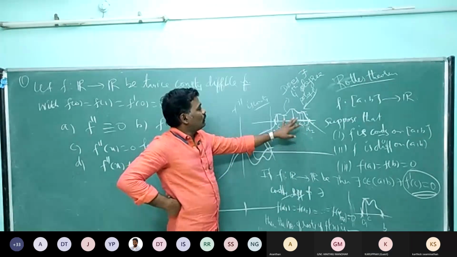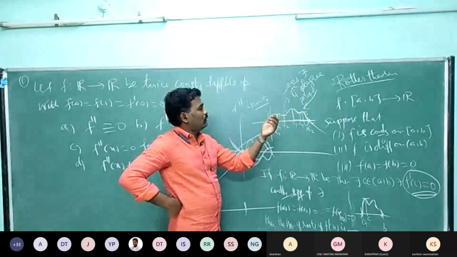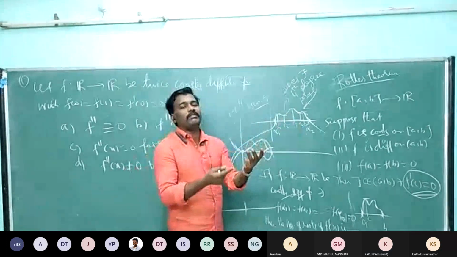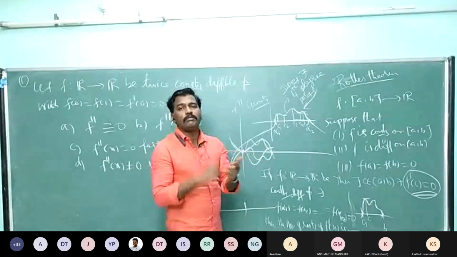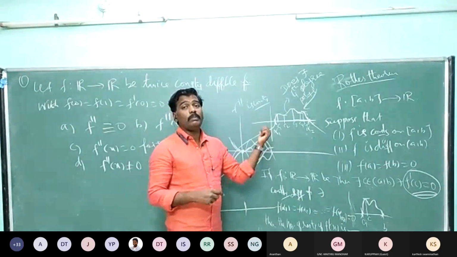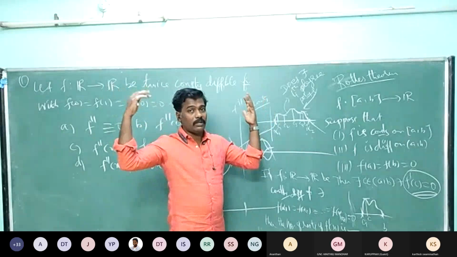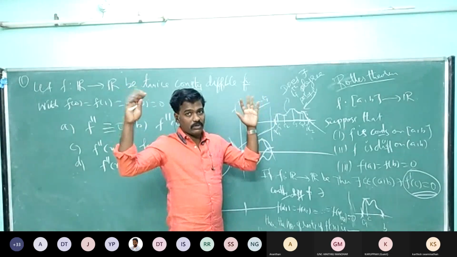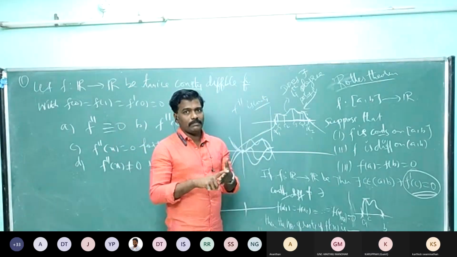I will try to complete this question. This is not for any polynomial of degree 2, degree 3, degree 4, degree 5. Maybe it could be a 6th degree polynomial or 7th degree polynomial, 8th degree polynomial, that we don't know. But 2nd degree, 3rd degree, 4th degree, 5th degree.